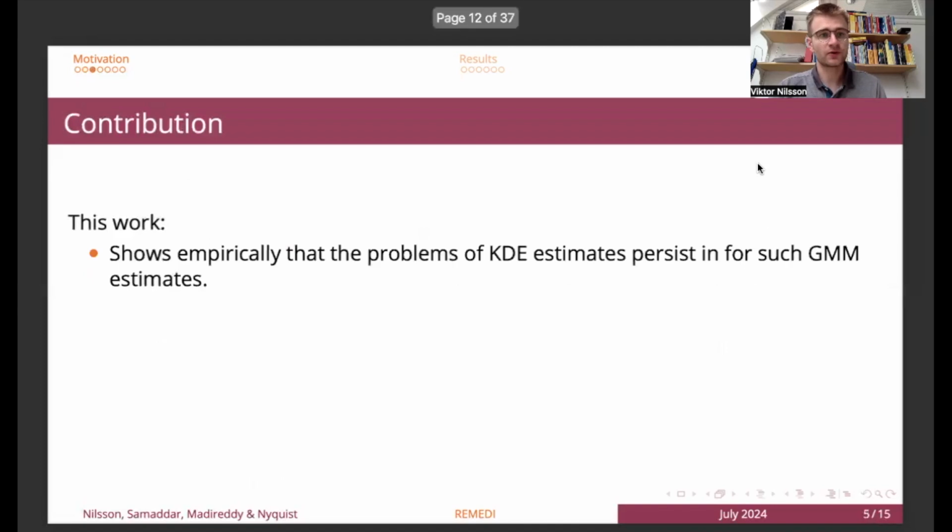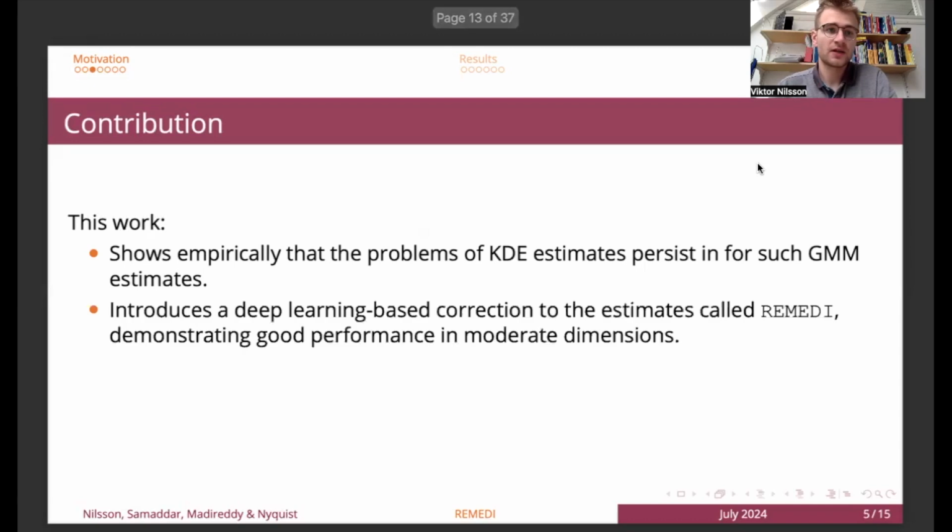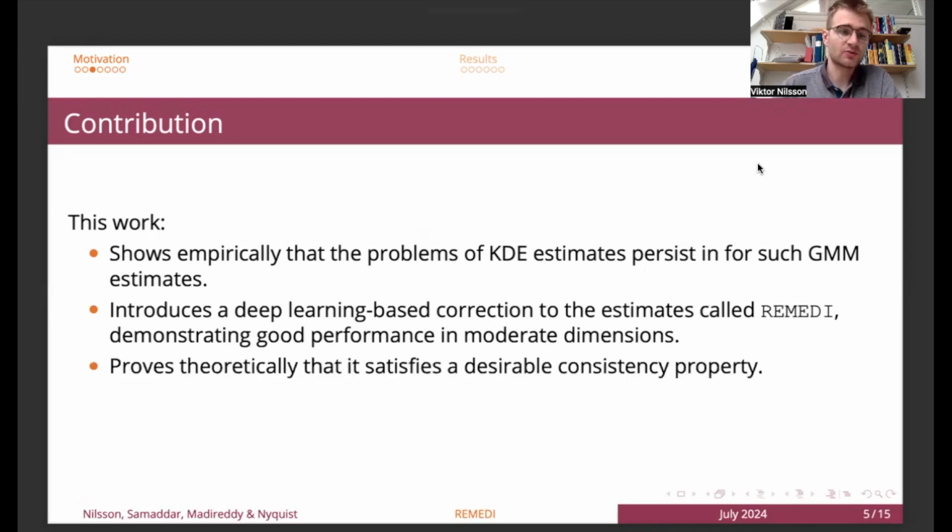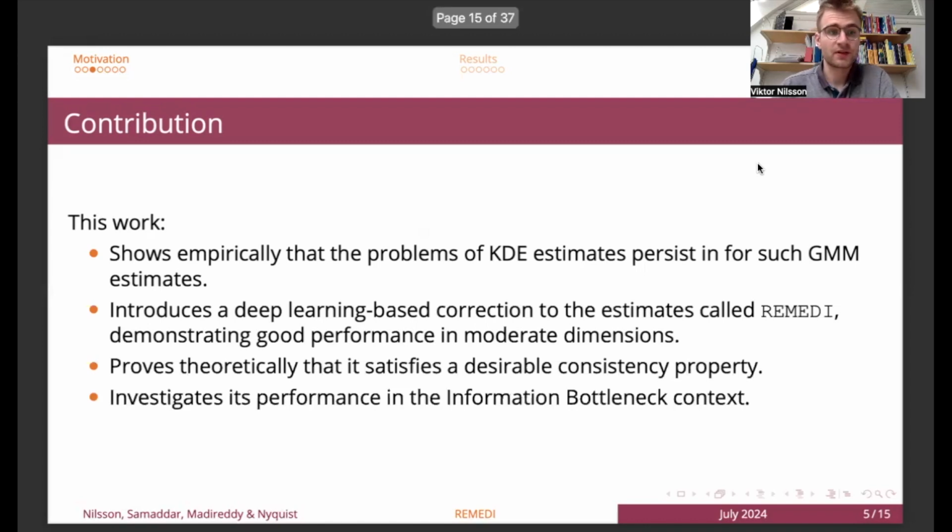This work shows empirically that the fundamental problem of KDE estimates also unfortunately carries over to such GMM estimates. We introduce a deep learning based correction called REMEDI and show good performance of this method in moderate dimensions. We also prove theoretically that it satisfies a desirable consistency property. Then we investigate its performance where it belongs, which is in the information bottleneck framework.